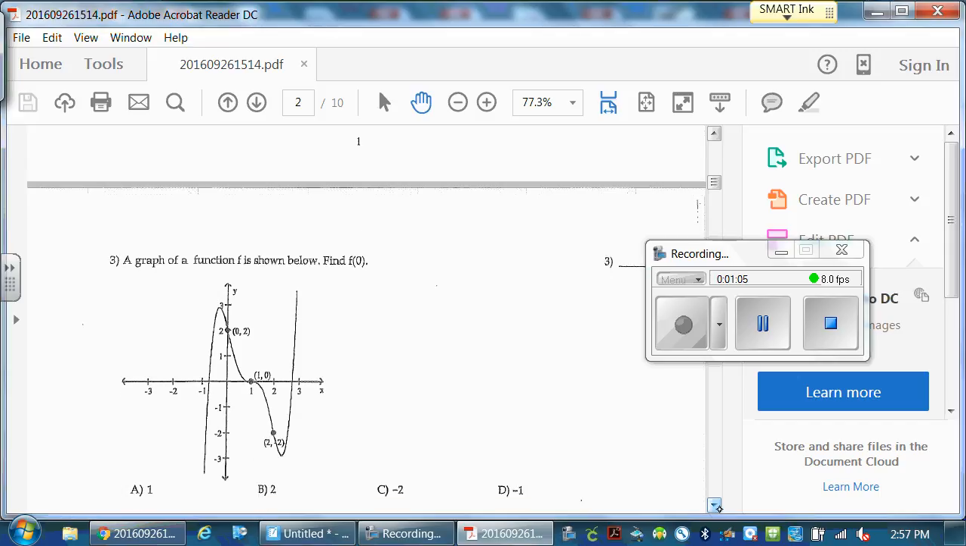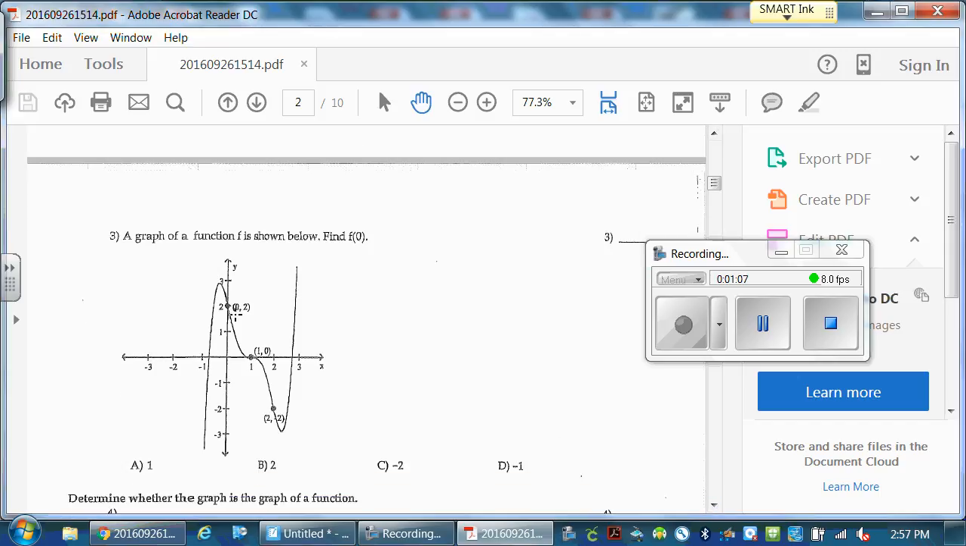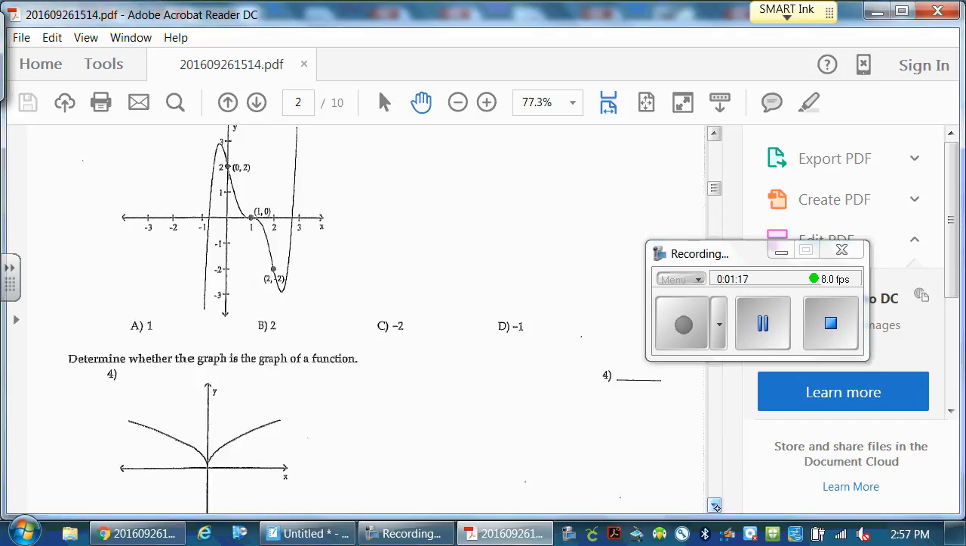Number 3, find f of 0. Again, the same thing. When x is 0, my y value is 2. So when x is 0, my y value is 2. My answer would be B. F of 0 would equal 2.